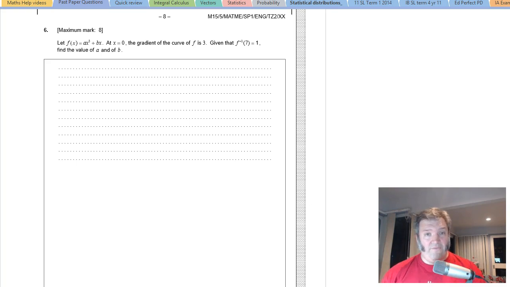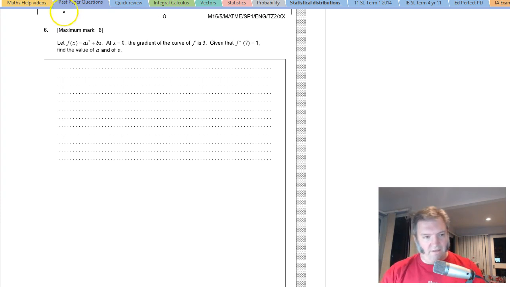Back again, May 2015, Paper 1, Time Zone 2, IB SL Maths. This is question 6. Let's see how we go. 8 marks, this one. f of x is ax cubed plus bx at x equals 0. The gradient of the curve of f is 3. Given that the first derivative at 7 is 1, find the value of a and b.